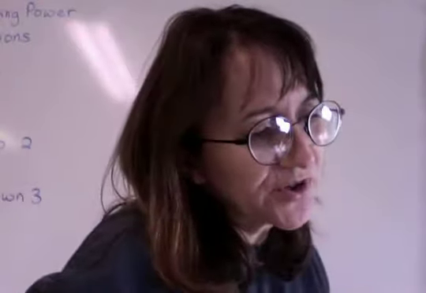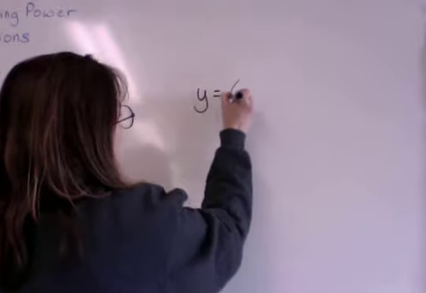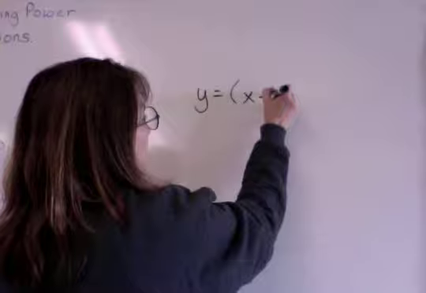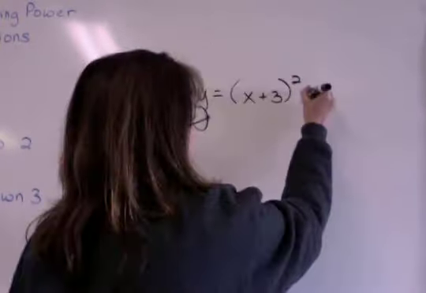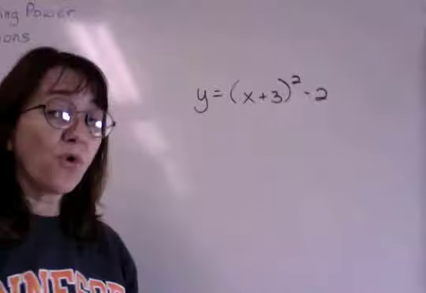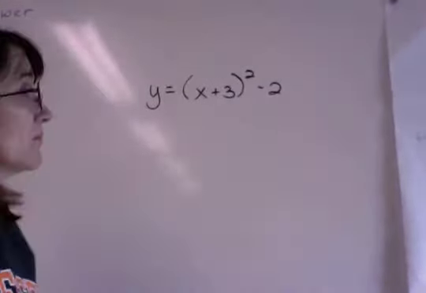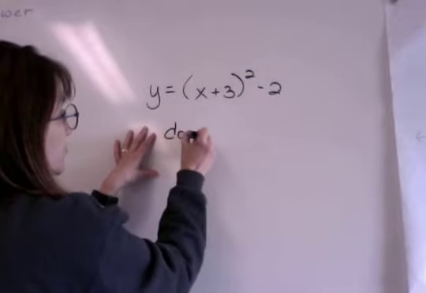So let's look at your next example. You've got y equals (x plus 3) squared, and then we have a negative 2. If it asked me for the translation, what would I say? My translation would say that's telling me to go down 2 places.